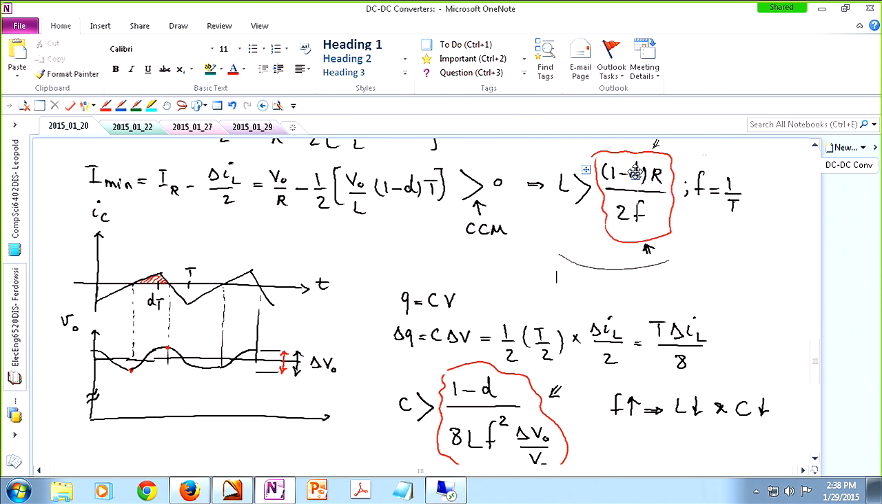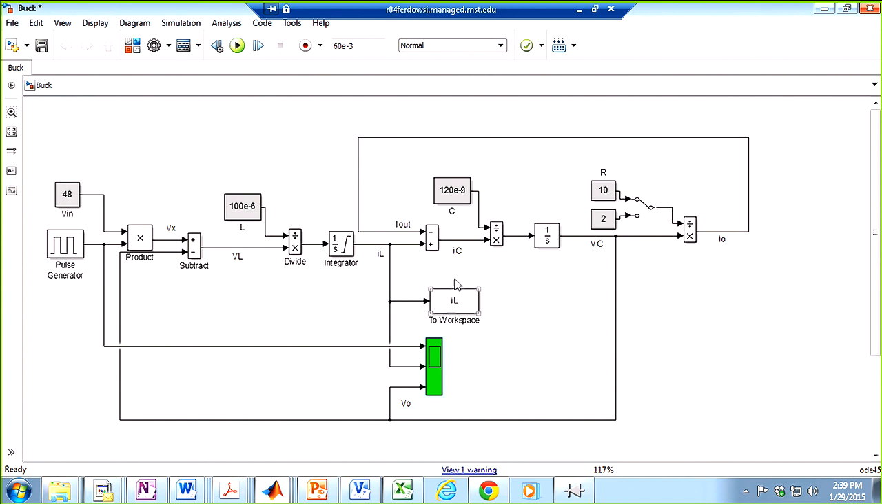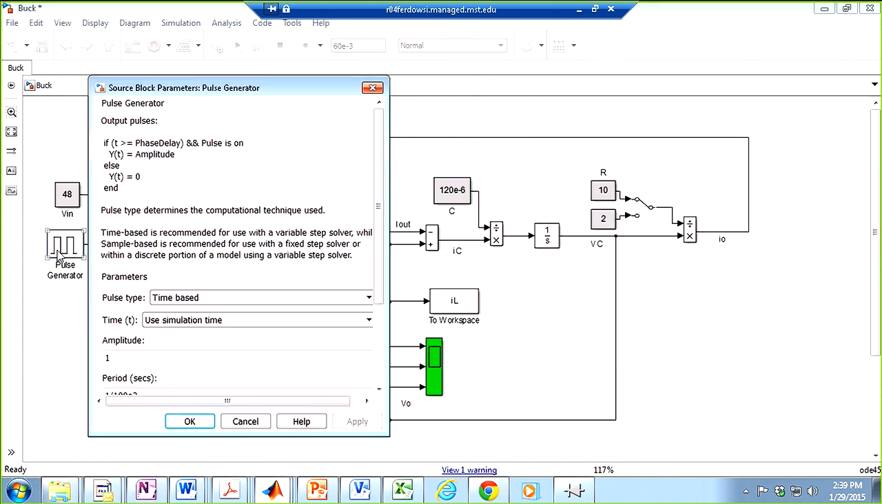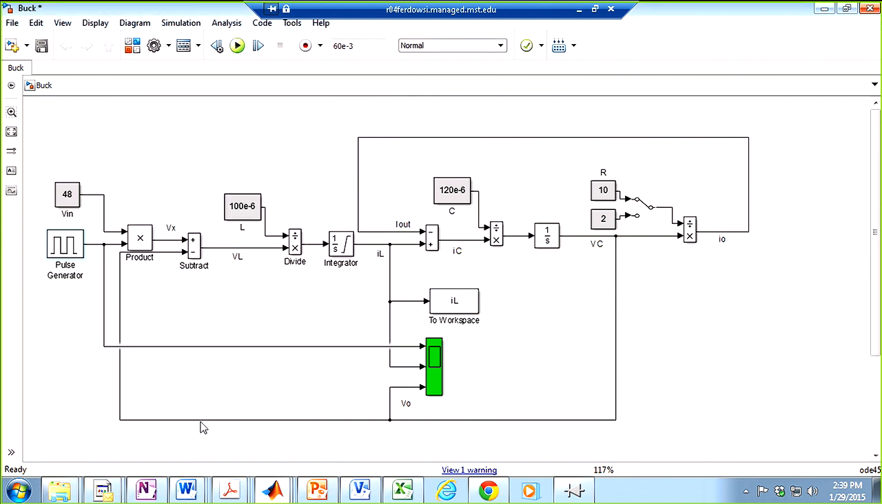What about if D is a minimum D? This gets too large. Okay, let's try a D minimum. Let's try both. I don't think, in the design that I have, L is actually much larger than this expression, so it's not going to violate anything. But let's try a very small d and a large d. So let me switch this back to 120 micro, and choose a duty cycle of 1%, for instance. All right? So 1% of 48, we would expect to see 480 millivolts in the output voltage.